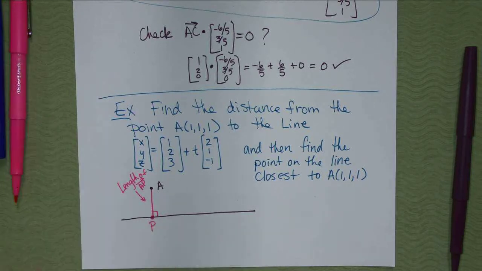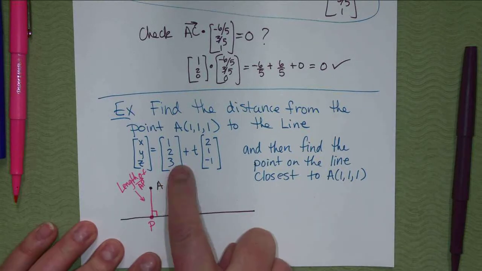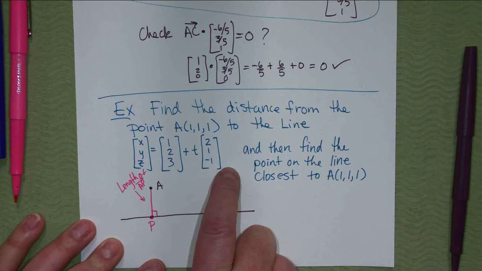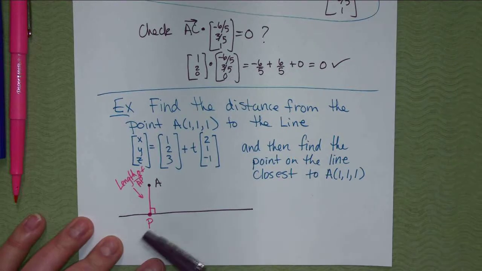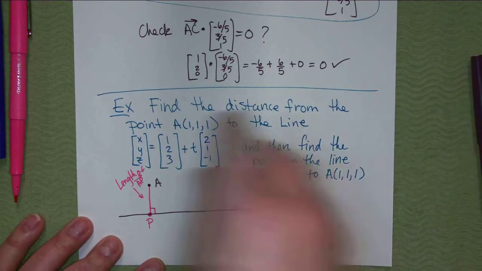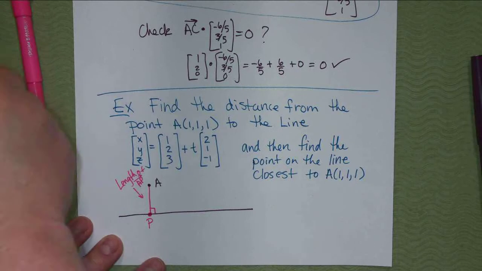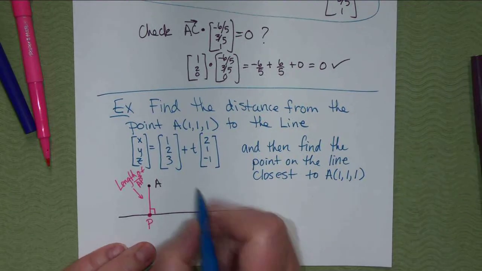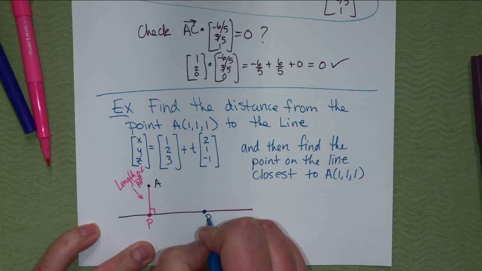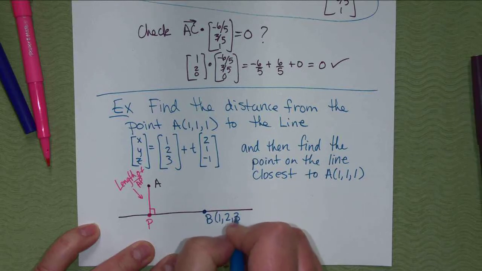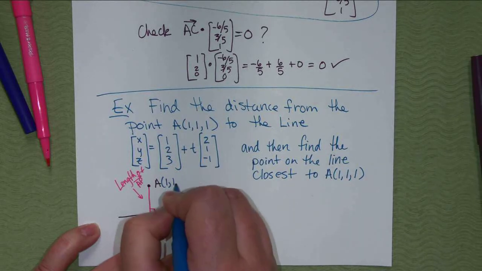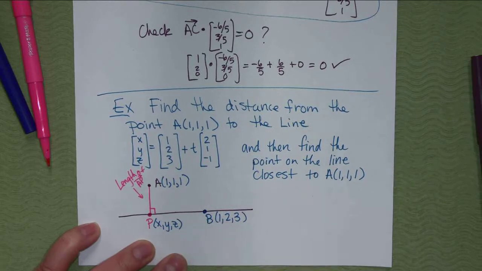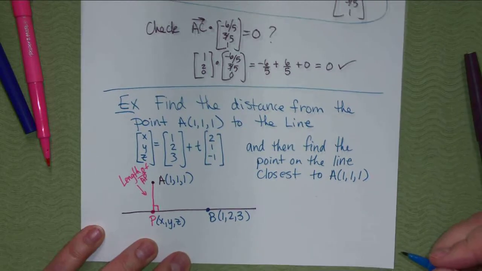Okay, now what were we given? We were given a point that's on the line and the direction of the line. But that point on the line is probably not the closest point. So let's draw it somewhere else on the line. Let's call it B. And A is the point (1, 1, 1), and P is the point (x, y, z). We don't know what it is yet. We're going to find what x, y, and z are. Does that make sense? So far, so good?